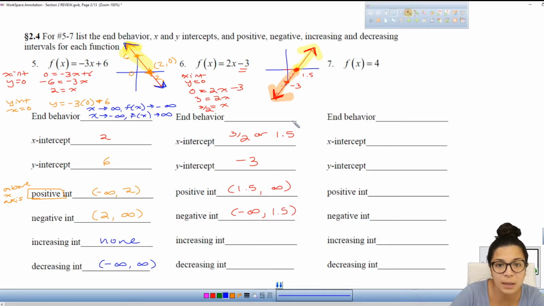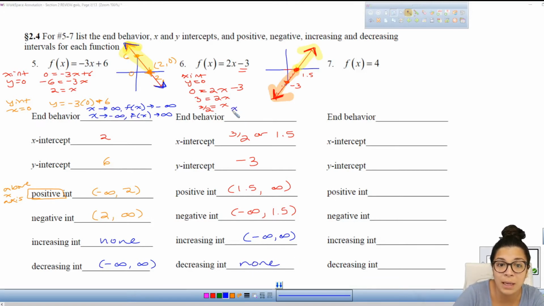Now, the increasing interval here, notice that the entire function is going up, right? So if you follow the graph from the left and you follow it to the right, you see that it goes up the entire time. So the increasing interval is -infinity to +infinity. The slope is positive, so it is increasing the entire time. And none of the graph goes down from left to right, so it has no decreasing interval.